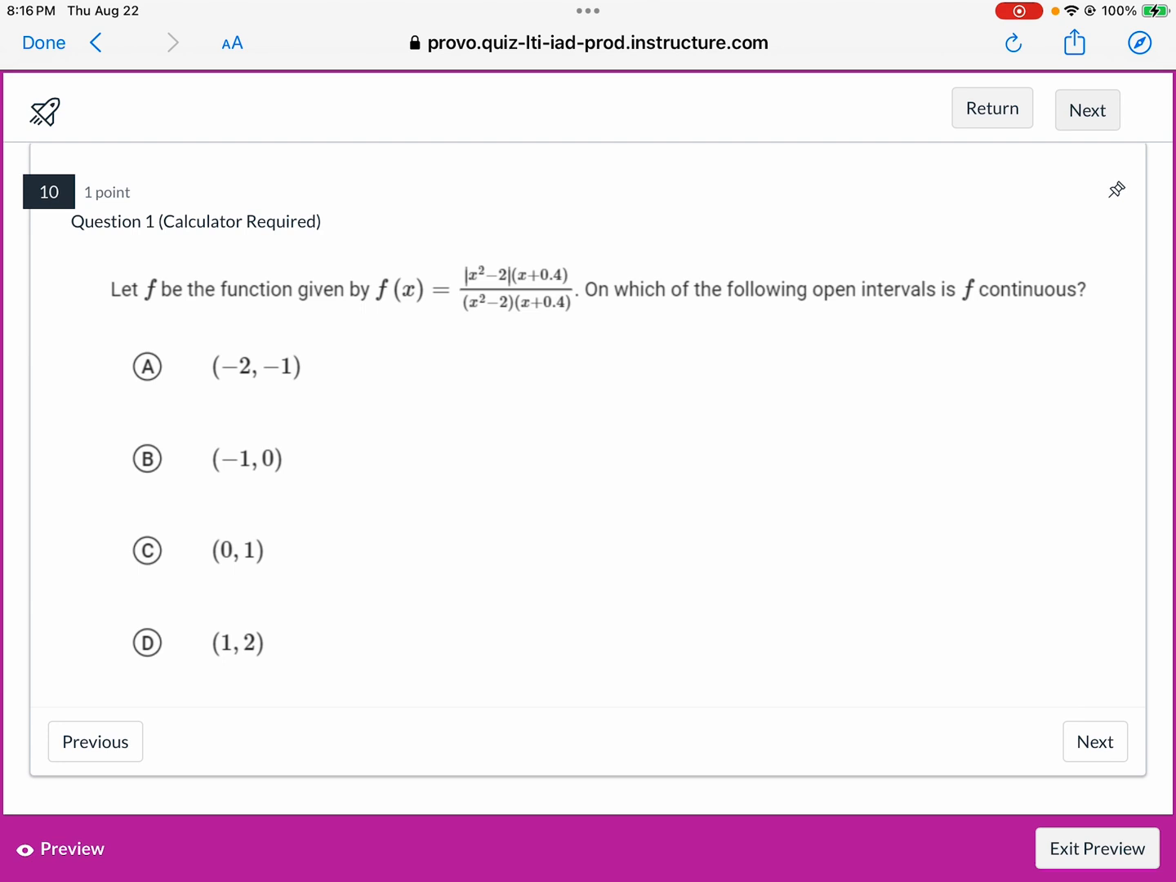All right. Let's see what we got next. So we have a calculator required question. Let f be the function given by f of x is equal to this right here. Which of the following open intervals is f continuous? Now I would just do this one by hand, to be honest.